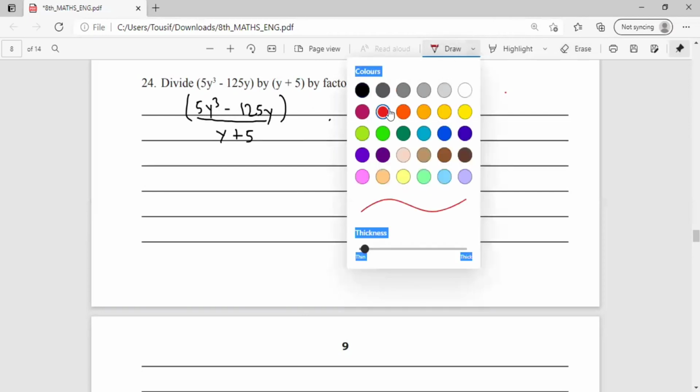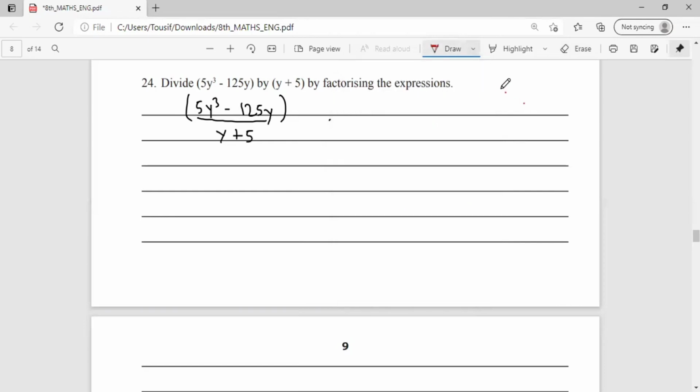What are we to do? If you're not able to cancel, then what to do? We have to just search: is there any common factor in the numerator? Yes, obviously. The first term and the second term have numerical 5 and 125, and in both terms there is the same variable, that is y.